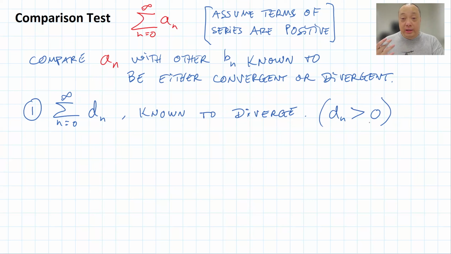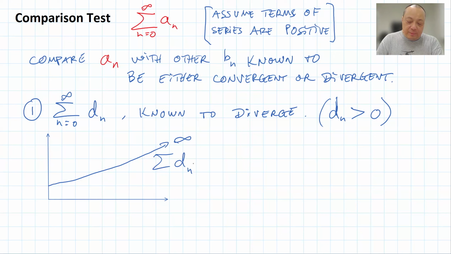Let's say that there is a series sum from 0 to infinity of d sub n. This series is known to diverge, and again, we're assuming the terms of the series are positive. What happens when a series where the terms are positive diverges? Well, a series that's all positive means when you add on another term, it keeps increasing, right? It never goes back down. So to diverge means it increases so much it goes to infinity. That's the divergent series.